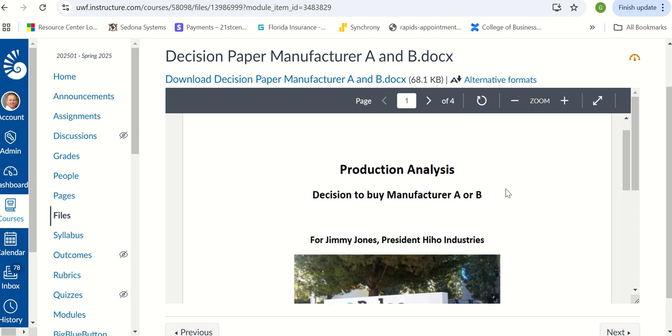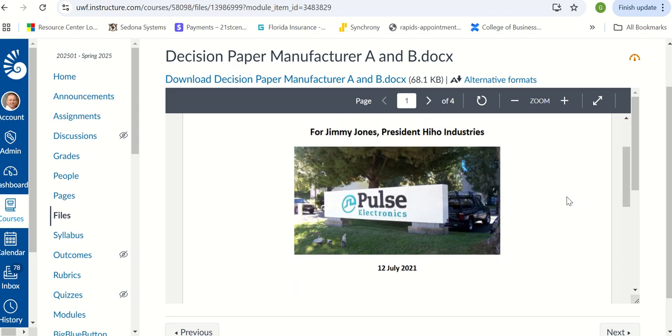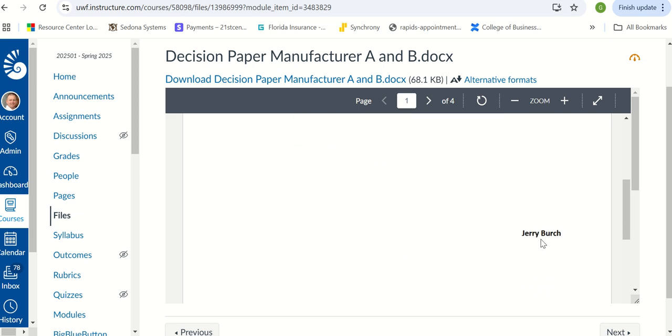On it, a typical decision paper gives a title on top so the boss knows, hey, am I interested in this? Who it's for. In this case, consider me to be the boss and address it to me. It normally has some sort of picture or something, some kind of graphic so it's at least interesting to look at. It'll have a date so people can look at this in the future and say, when was this done? And then it's going to have your name on the bottom of it.